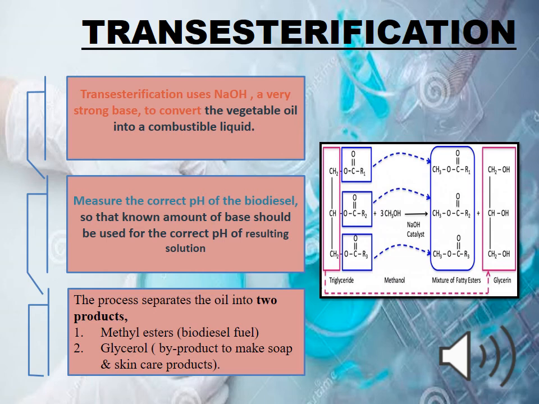Here the trans-esterification reaction basically produces two products. First is the fatty esters and the second is the glycerine. The glycerine is basically used as a byproduct to make soap and skincare products, whereas these mixtures of fatty esters are basically the biodiesel fuel. This trans-esterification process uses a strong base such as sodium hydroxide in order to convert this vegetable oil into a combustible liquid, and it is very important to measure the correct pH of the biodiesel, so that a known amount of base should be used for the correct pH of the resulting solution.